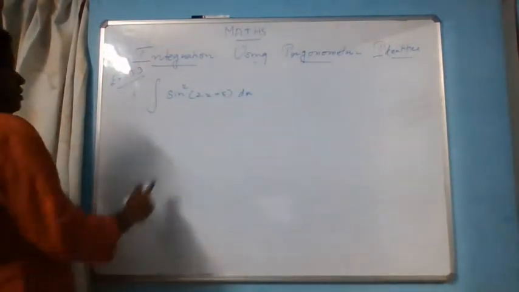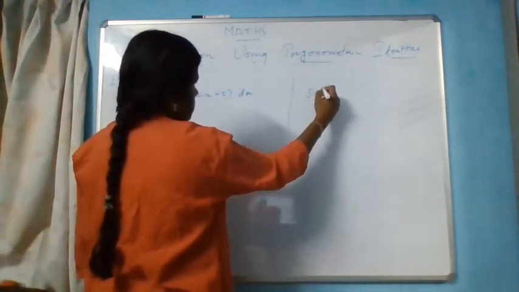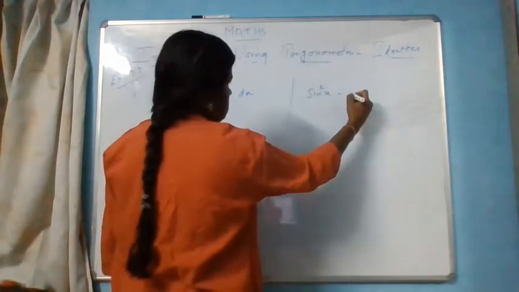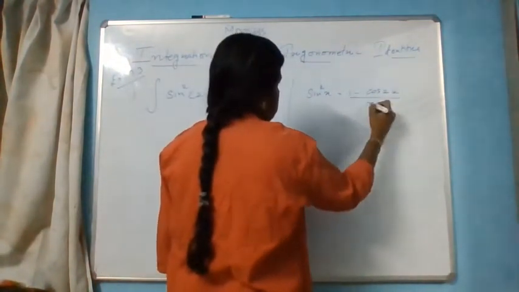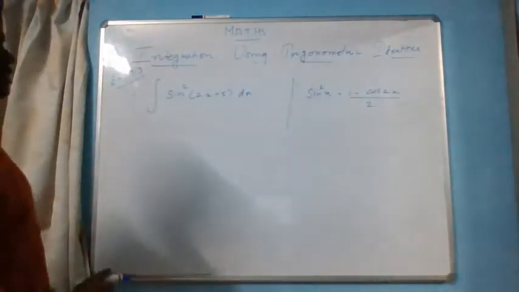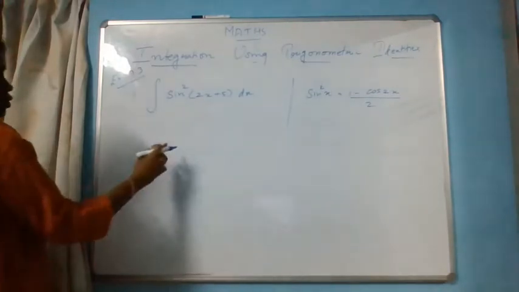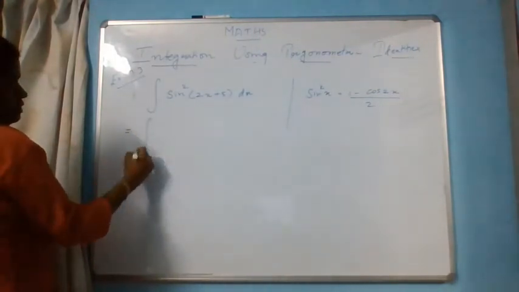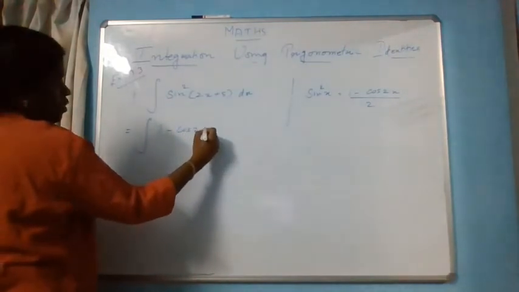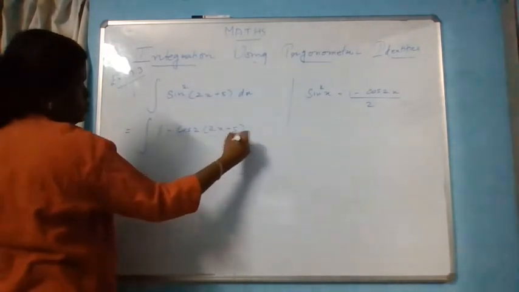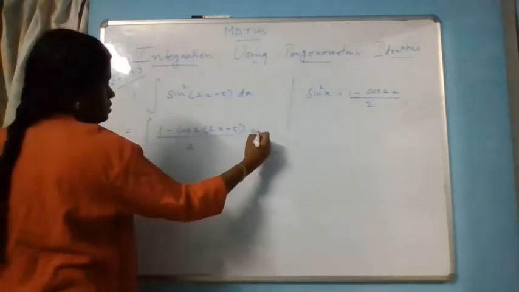So what did I say in the earlier problem? We know that sin squared x can be written as (1 minus cos 2x) by 2. So for sin squared of (2x plus 5), the same thing we can apply. This can be written as (1 minus cos 2 into (2x plus 5)) by 2 into dx.